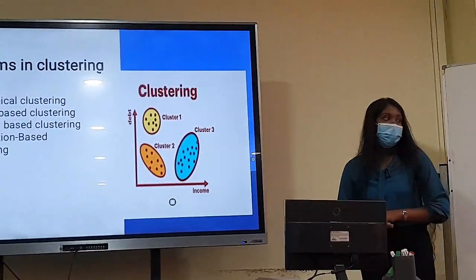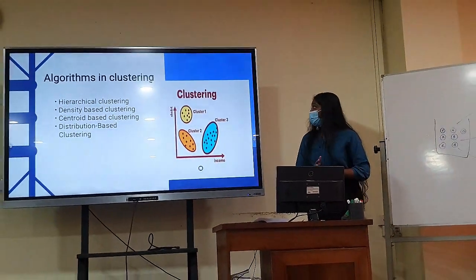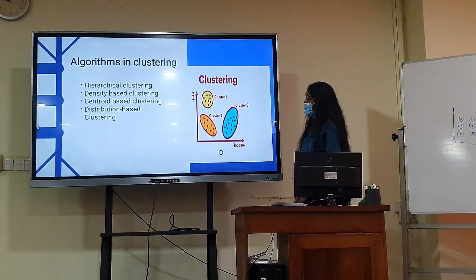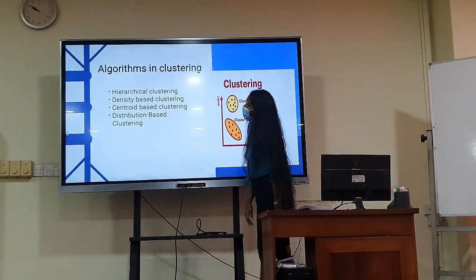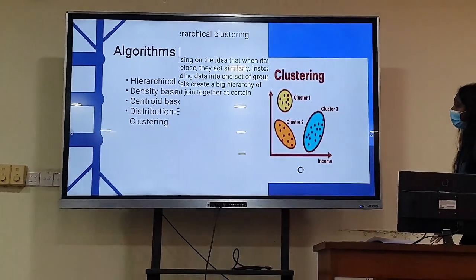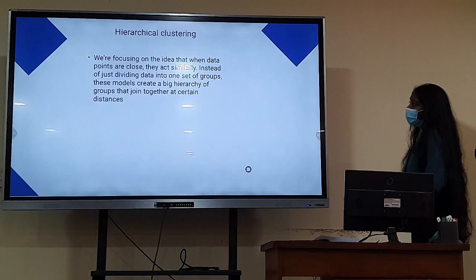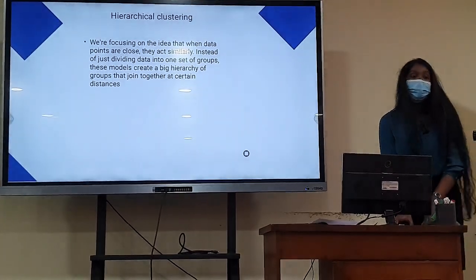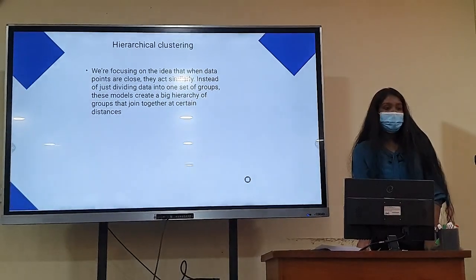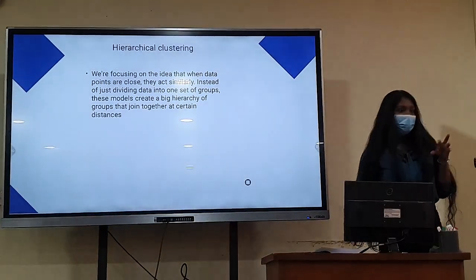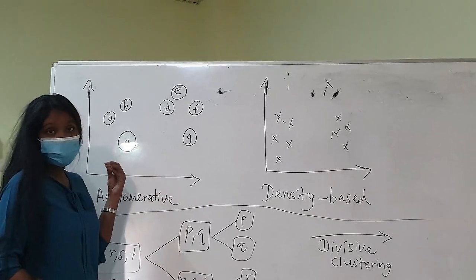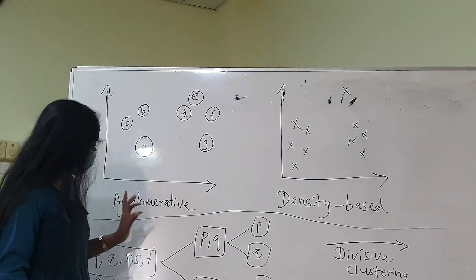Previous presenters explained what clustering is and gave a clustering overview. Now I will explain the algorithms in clustering: hierarchical clustering, density-based clustering, centroid-based clustering and distribution-based clustering. Hierarchical clustering is divided into two ways, agglomerative clustering and divisive clustering. I'll explain with an example.